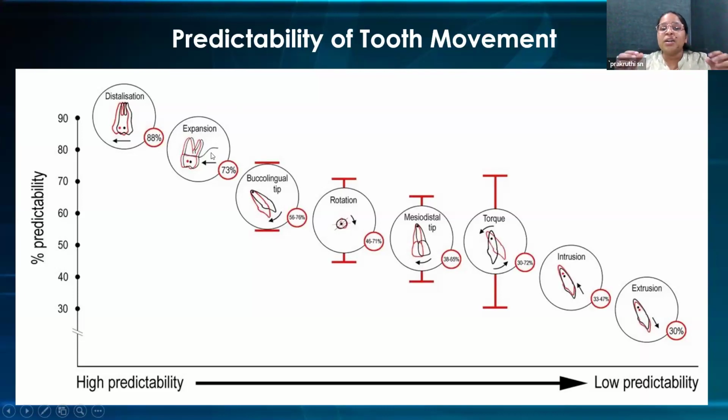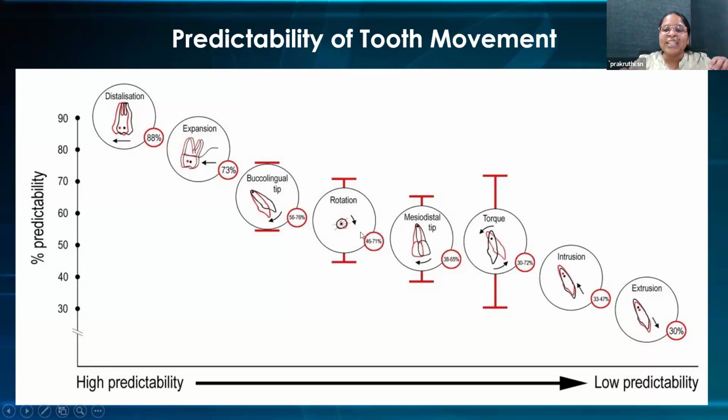Expansion, I was just talking about it, expansion with buccal tipping, yes, it does happen, including molar and premolar buccal tipping, but not bodily movement. Tipping, you can see the percentage, up to 80% you can predict it happens. The tipping predictability is also good. Expansion related to buccal tipping is good. Distalization, 88% predictability is there. Rotation, you can see we have come down to a percentage of 45.